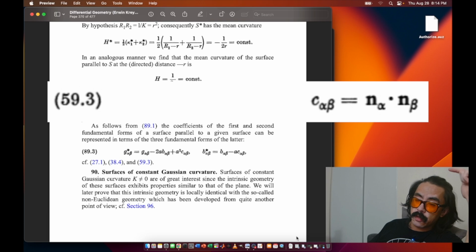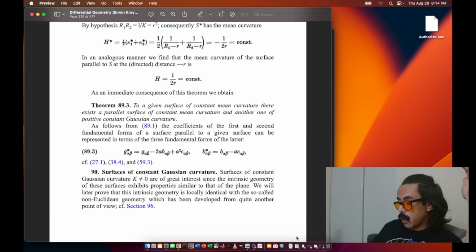I'm going to pop those on the screen, and that's the end of section 89, and we are now at section 90, which is the finale, surfaces of constant Gaussian curvature.